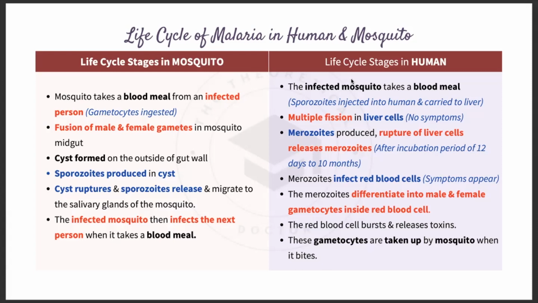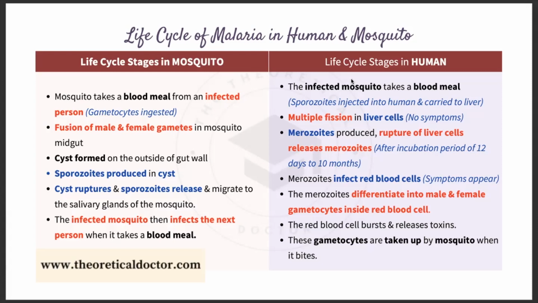Now, these merozoites are being released into the bloodstream. They will then infect the red blood cells, the erythrocytes. Now, this is where the symptoms start to appear in the person. This merozoite will differentiate into male and female gametocytes inside the red blood cell. So this red blood cell then bursts to release the merozoites that have been differentiated. Okay? So when this red blood cell bursts, it releases toxins. And then that's when the person presents with the symptoms.